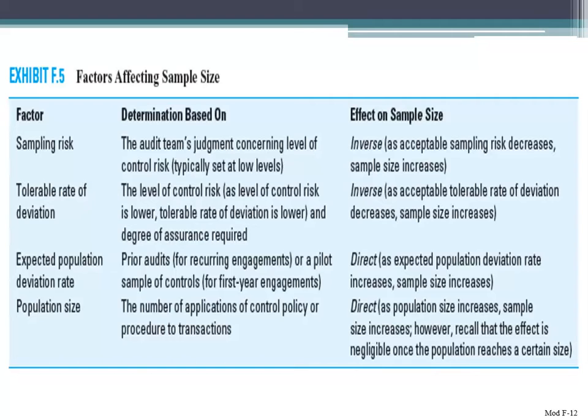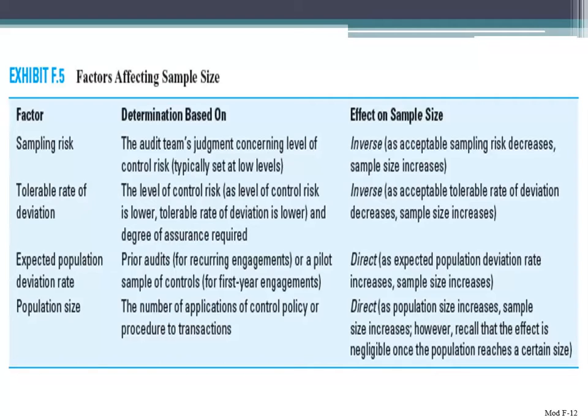The expected population deviation rate, as I said, this is based on the auditor's experience, more than likely coming from prior audits, or if it's a new client based on the auditor's initial test of internal controls in a pilot, in the planning phase, right? So there's a direct relationship. As your expected population deviation rate increases, so you're expecting higher amounts of exceptions, then your sample size is going to increase, right? So it's a direct relationship.